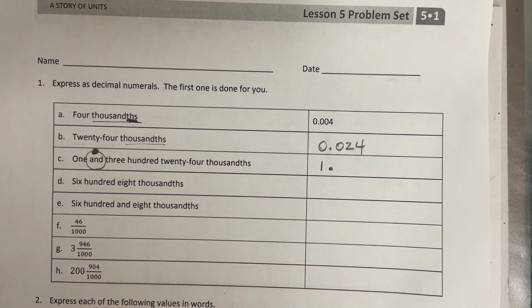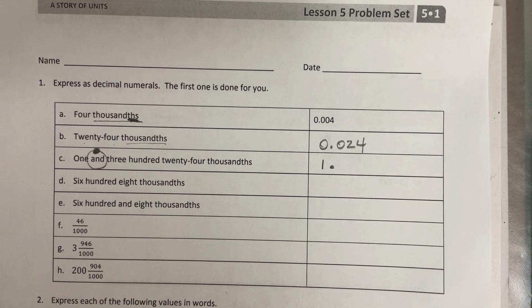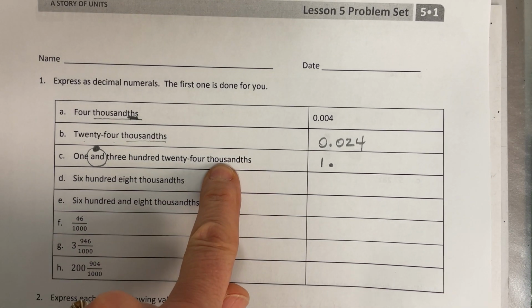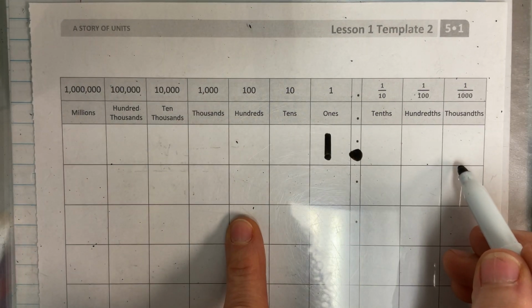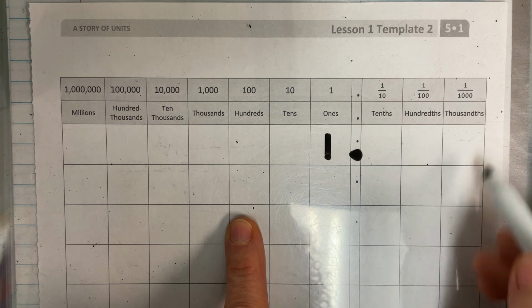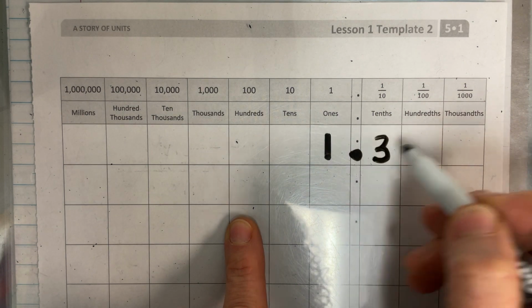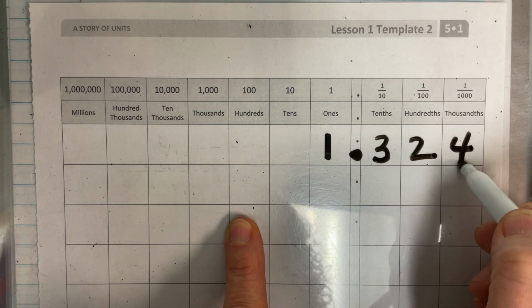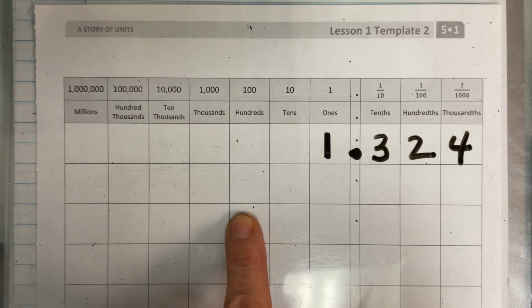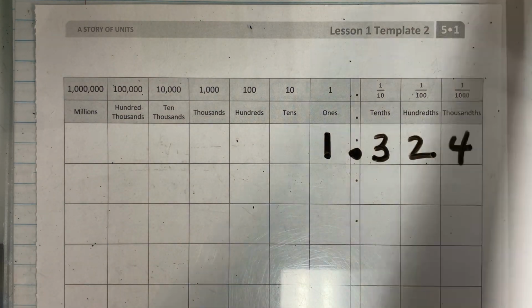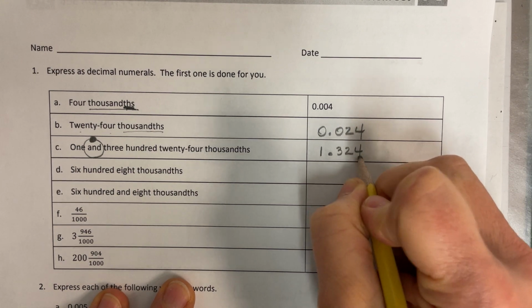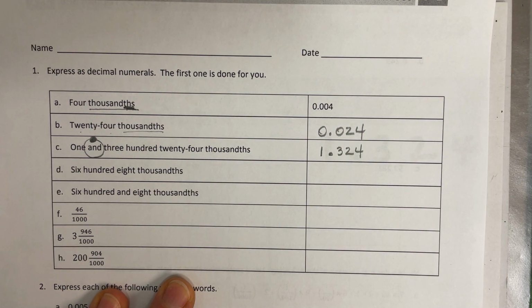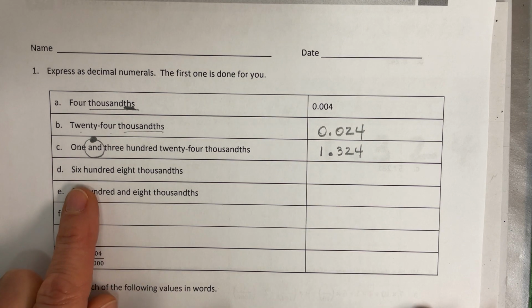324 thousandths. Okay, so it has to end in that thousandths place. It has to end right here. So if it's 324, notice I have 3 slots, 324, and it ends in the thousandths place. Okay, so that would be my number in standard form. 1 and 324 thousandths. Okay, let's look at the next one.